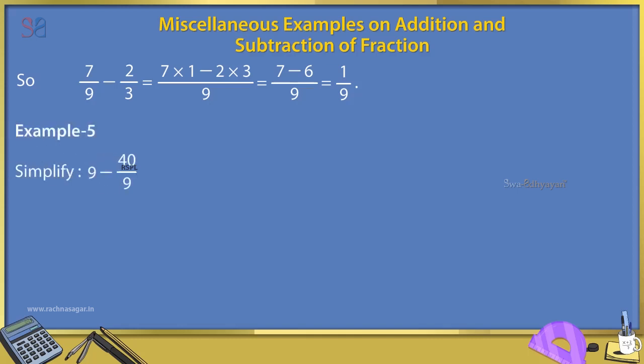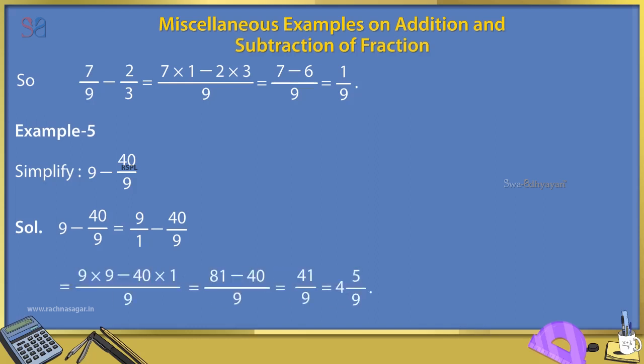Example 5. Simplify 9 minus 40 by 9. Solution. 9 minus 40 by 9 is equal to 9 by 1 minus 40 by 9, which is equal to 9 into 9 minus 40 into 1 by 9, which is equal to 81 minus 40 by 9, which is equal to 41 by 9, which is equal to 4 and 5 by 9.